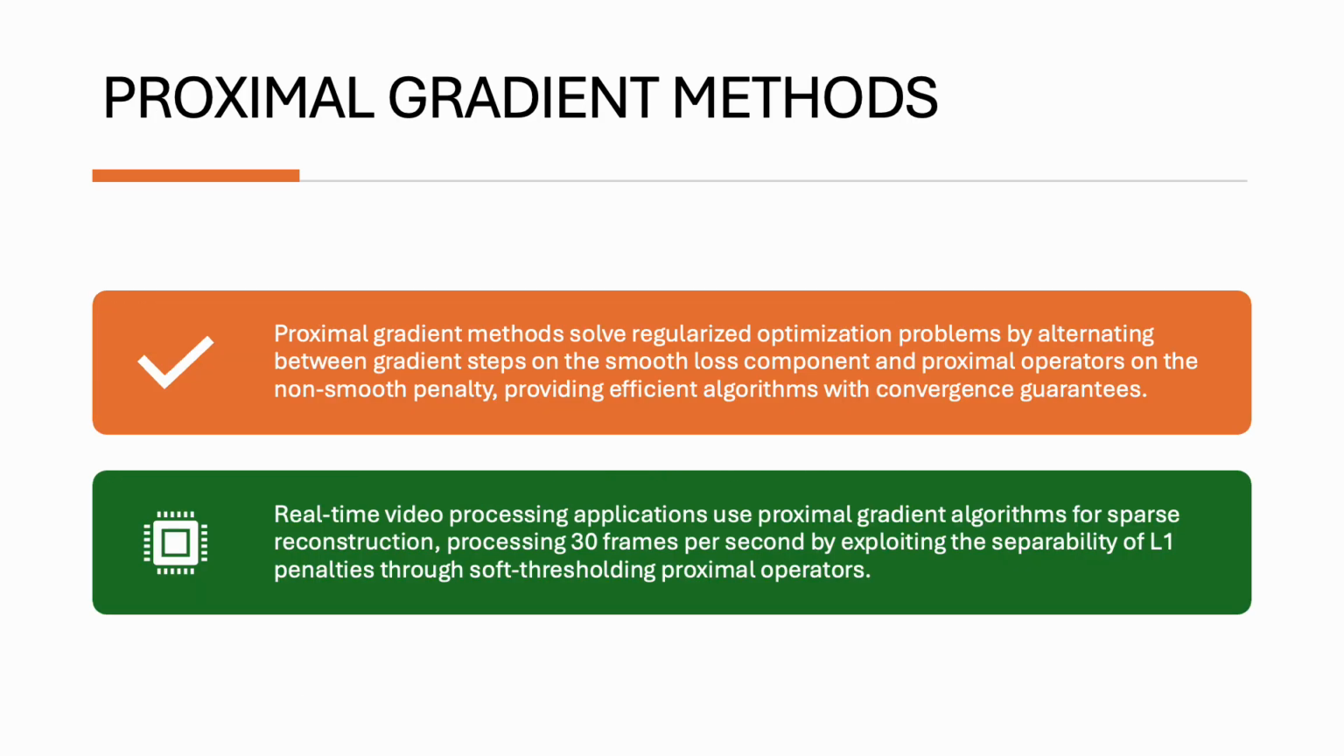Proximal gradient methods. Proximal gradient methods solve regularized optimization problems by alternating between gradient steps on the smooth loss component and proximal operators on the non-smooth penalties, providing efficient algorithms with convergence guarantees. Real-time video processing applications use proximal gradient algorithms for sparse reconstruction, processing 30 frames per second by exploiting the separability of L1 penalties through soft thresholding proximal operators.